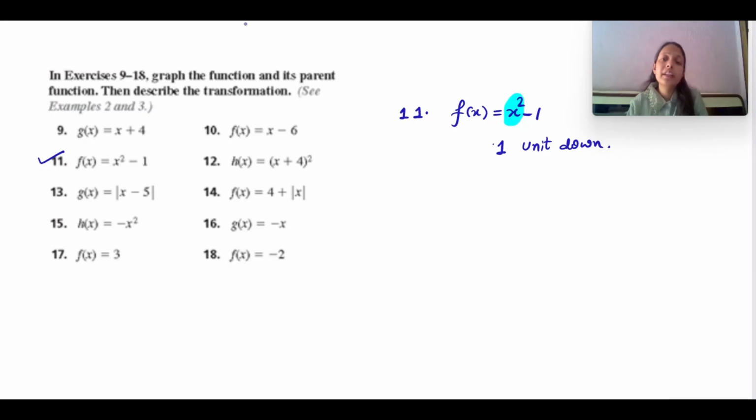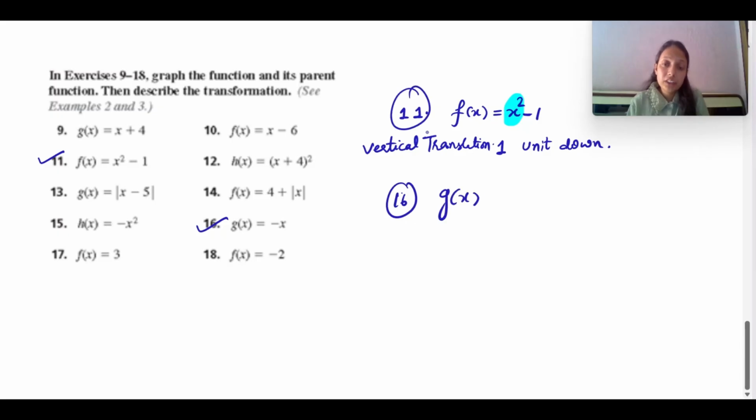You can use the word vertically. It's a vertical translation, 1 unit down. If I see question number 16, what is the g(x) function? The g(x) function is negative x. Did we learn any negative x function? No. We learned only the function x. Then what is the change here? The negative sign is multiplied outside the function. So it means reflection in the x-axis. Okay, so question number 18, you can check.